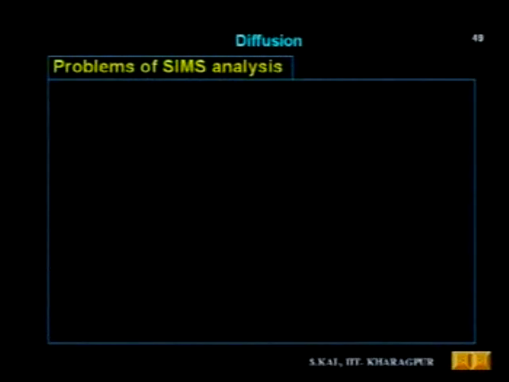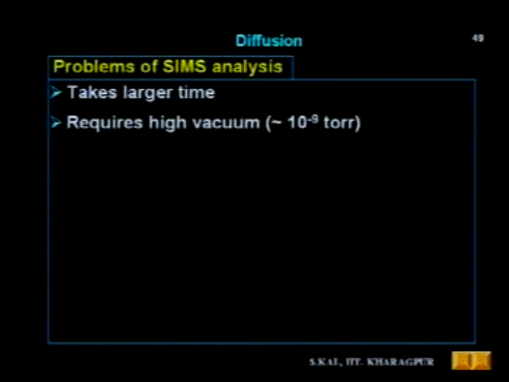Okay, so this SIMS analysis has certain disadvantages also. The problem of SIMS is it takes a larger time, because layer by layer you are ejecting and then again analyzing. It requires a high vacuum. Vacuum level is of the order of 10 to the minus 9 torr. It is highly expensive, and destructive. The test is a destructive test.